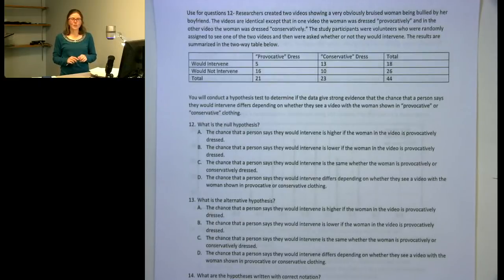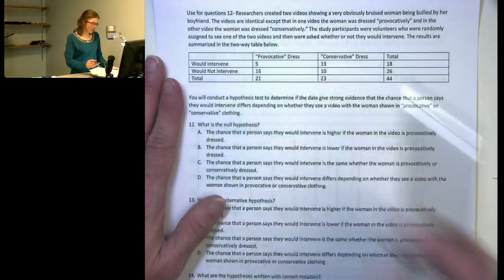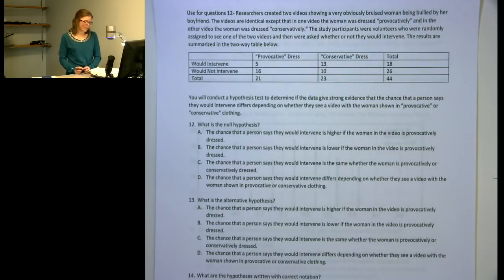Okay, this video is going to go through the hypothesis testing questions portion of the old midterm. So this scenario is that researchers created two videos showing a very obviously bruised woman being bullied by her boyfriend. The videos are identical, except that in one video the woman was dressed provocatively, and in the other the woman was dressed conservatively. Study participants were volunteers who were randomly assigned to see one of the two videos, and then were asked whether or not they would have intervened.